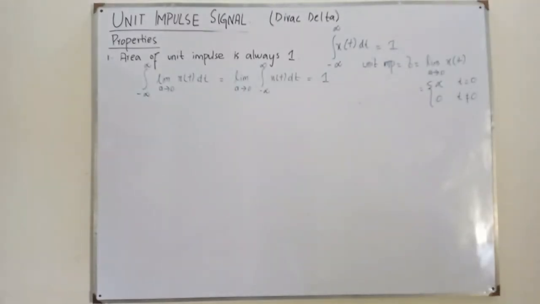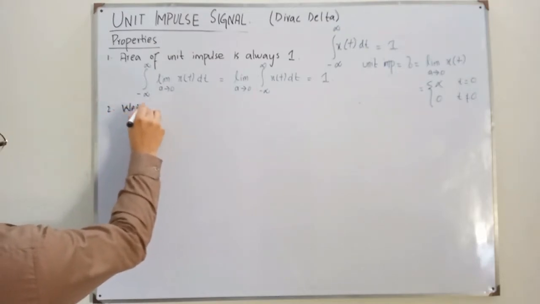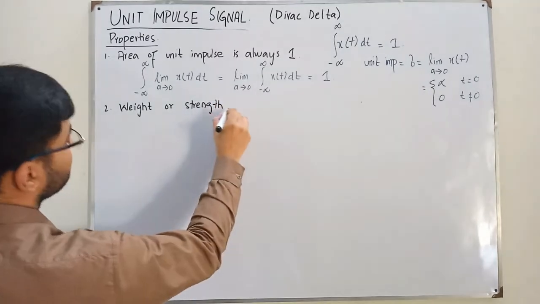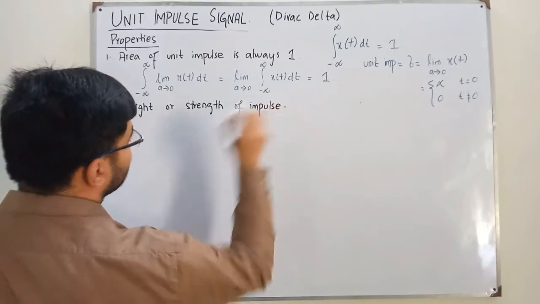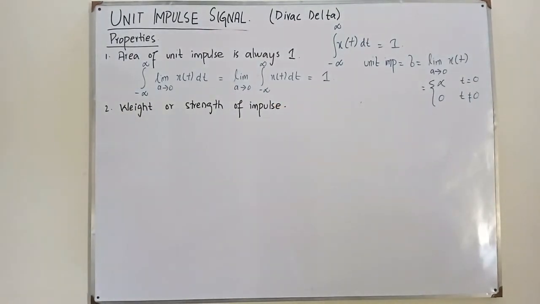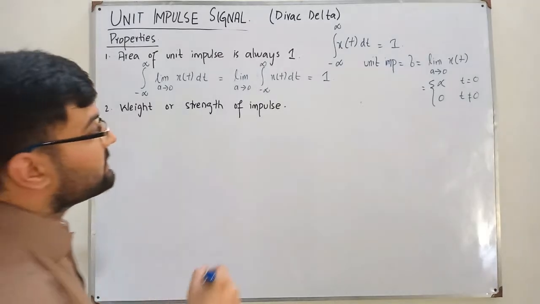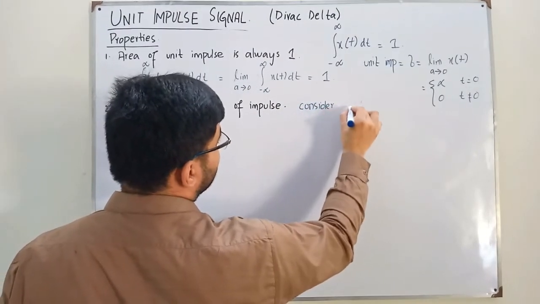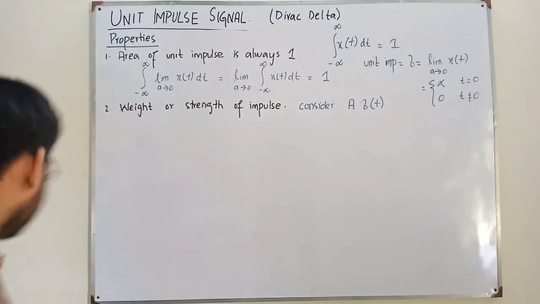The second thing we talk about is the weight or strength of an impulse. So what is the weight or strength? Consider a weighted impulse. Now weight is something multiplied with the impulse, okay? So let's say we consider A times delta of t. Consider A times delta of t, right?